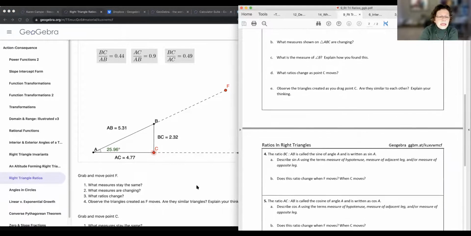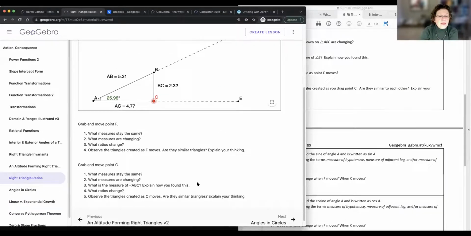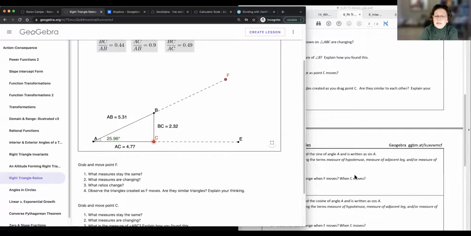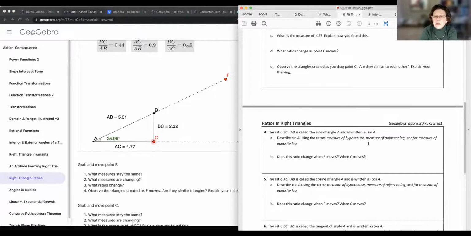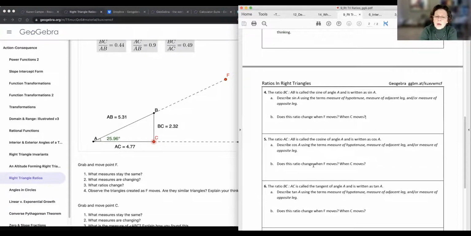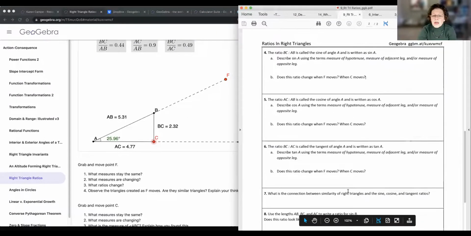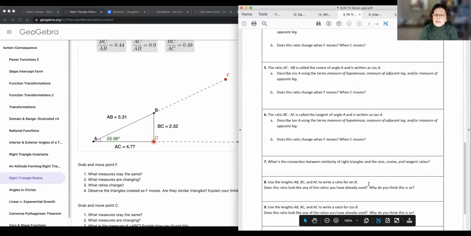And the handout goes farther than the GeoGebra activity does. The handout builds this whole idea of sine, cosine, tangent. Make these ratios using the ideas or the words measure of the hypotenuse, measure of the adjacent leg, measure of the opposite leg, and summarizing for students.